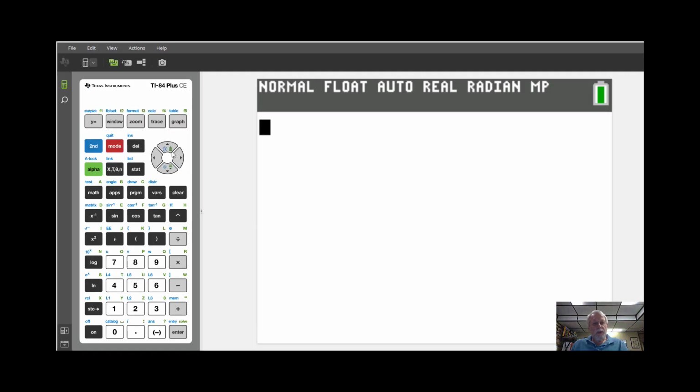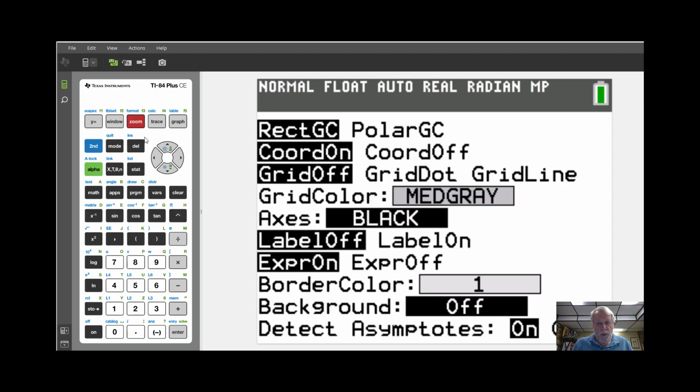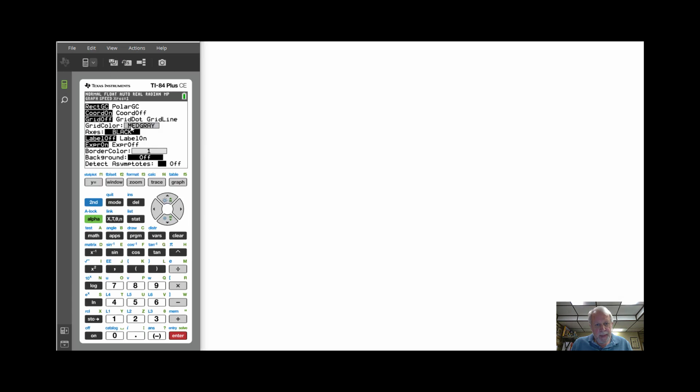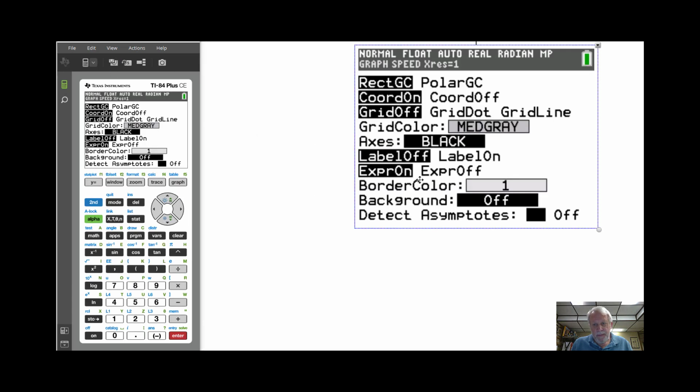All right, so let's turn on the calculator and let's look at the second zoom, which is format. And go to the bottom and there's a thing called Detect Asymptotes. Right now, if it's on, leave it on. If it's not, press Enter on on. So we would like that to be on, Detect Asymptotes, for right now. I want to show you what that is.